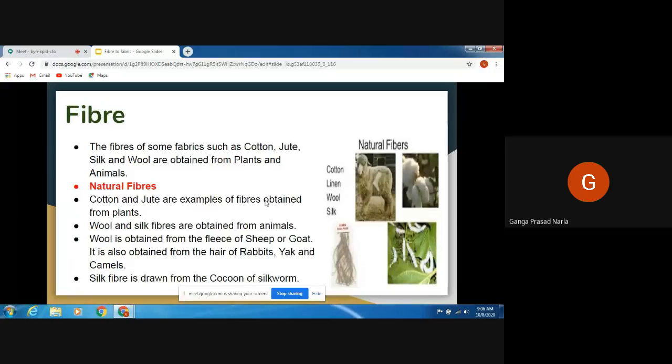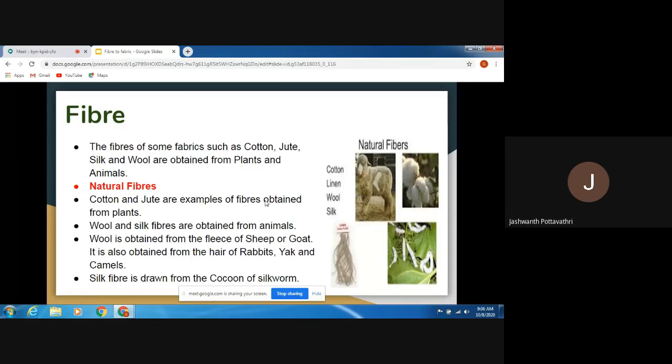And wool, I think everyone knows wool. In the winter season we like to wear wool sweaters, right? Yes, sir. Wool coats. Woolen coats, silk. Does anybody have a doubt?